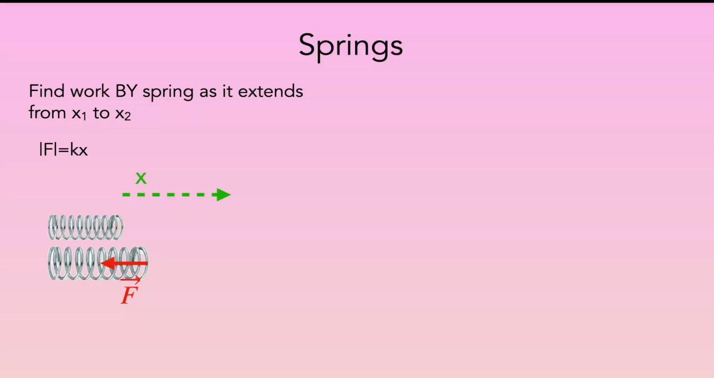Let's find the work done by a spring. That's important. Not the work you're doing on the spring, but the work done by a spring as it extends from x1 to x2. Well, let's just say that x1 is equilibrium, closer to equilibrium. It's stretching, it's expanding, so the spring is going to be pulling back.